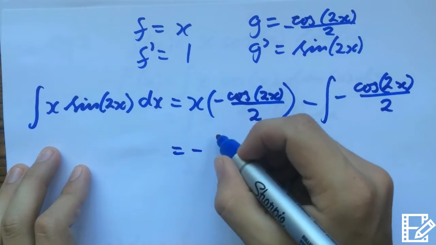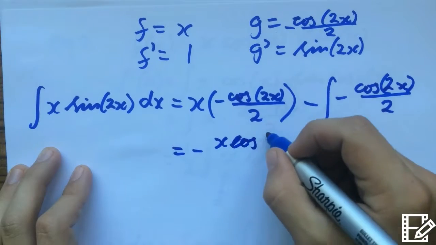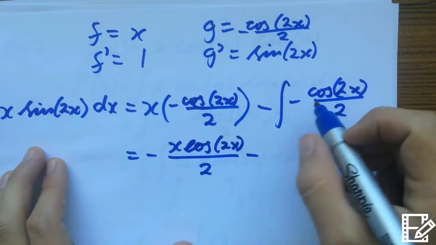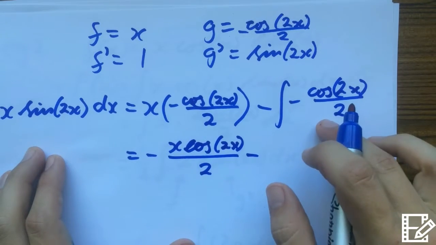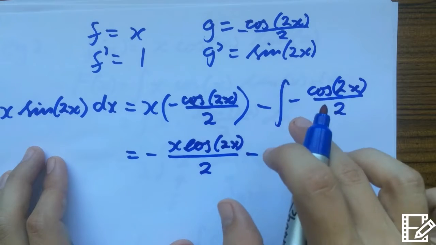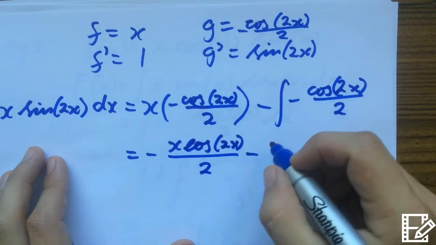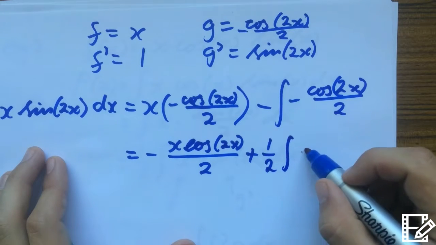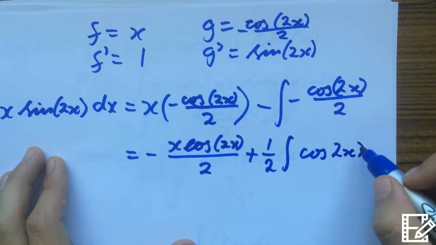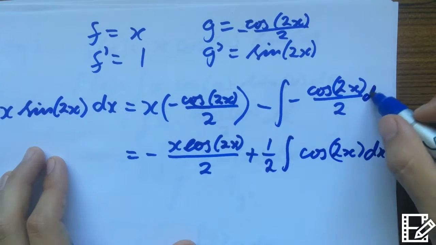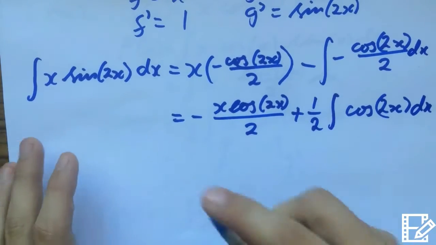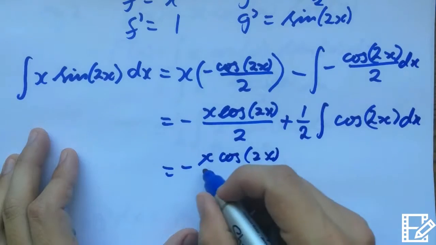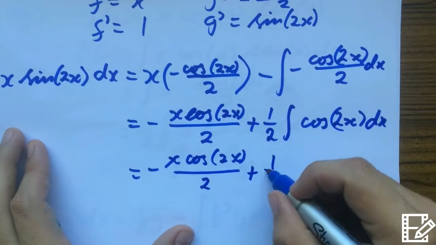Here we're just going to have negative x cos 2x on 2, multiplying the x in. And here we essentially have a negative 1 over 2 multiplied by cos 2x, so I'm going to bring this negative 1 over 2 out the front. A negative times a negative is a positive, so we have a half, and the integral of cos 2x dx. Okay. Negative x cos 2x on 2, plus a half.